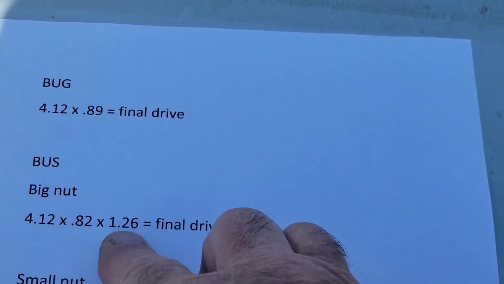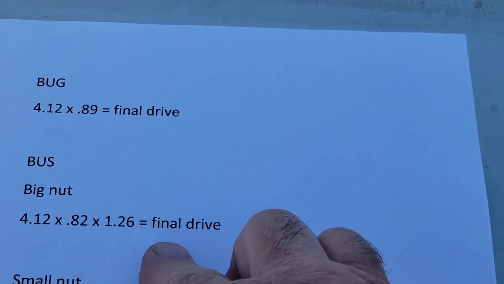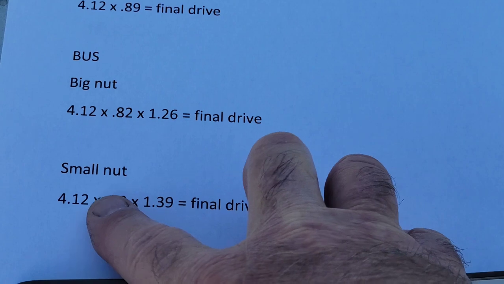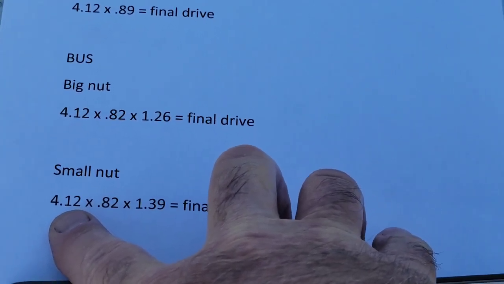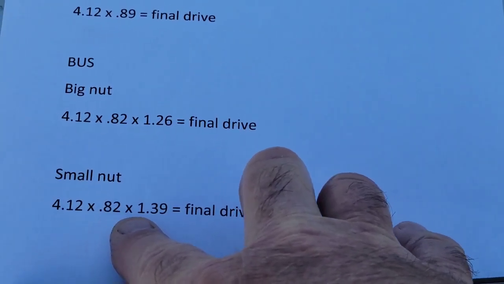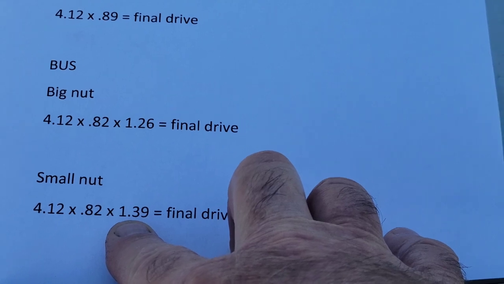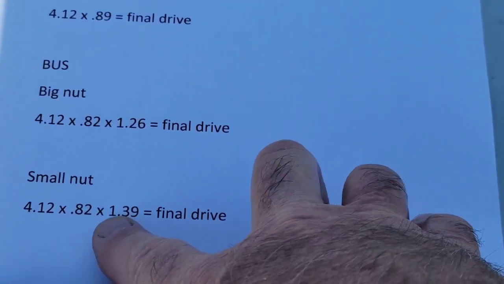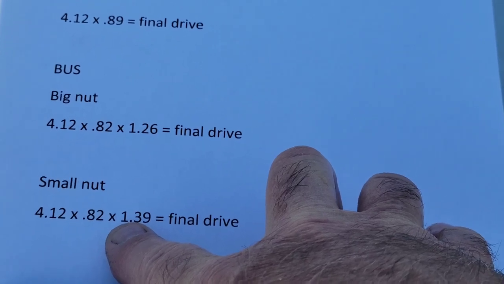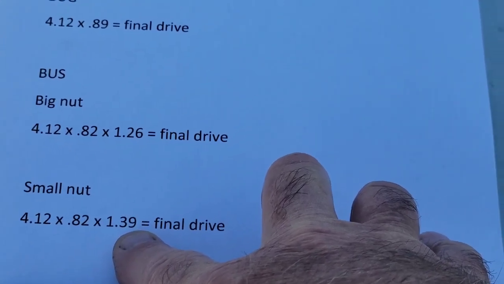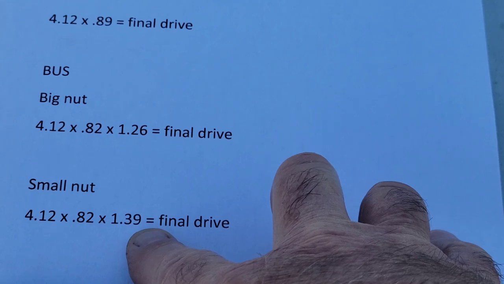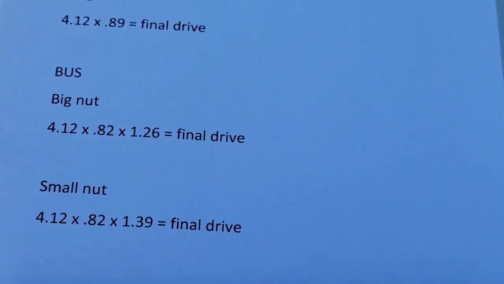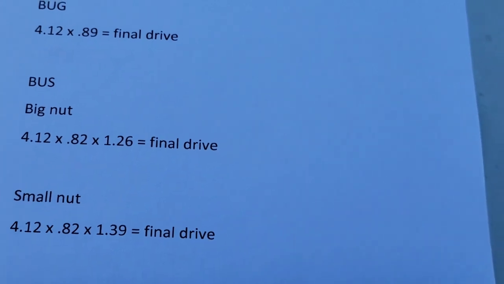And then you times it by 1.26, and that's your final drive, that's your big nut. Your small nut's really bad. So look at these gear ratios: 412 times 82, 1.39. And that's because the earlier buses that had the big nut, or the small nut, had 15-inch rims and really tall tires. So it kind of almost made up for that. But not really, it still was geared even lower than the late model.